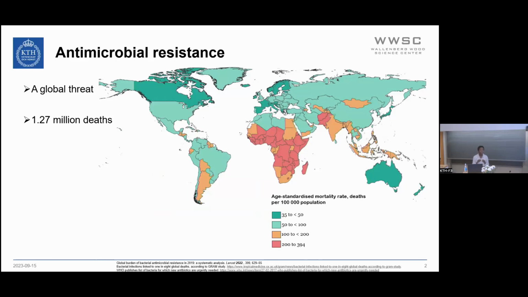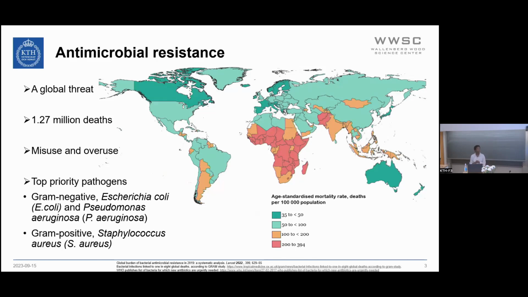Antimicrobial resistance is one of the biggest threats we face in our society today. It was estimated that in 2019 there were over 1.27 million deaths related to antimicrobial resistance. And as you can imagine, this is mostly going to affect regions with low income. As a result, it would mean that we will have an even bigger divide within our society due to this. So this is a huge problem.